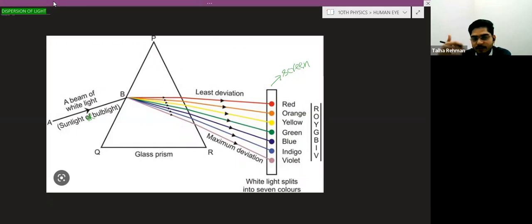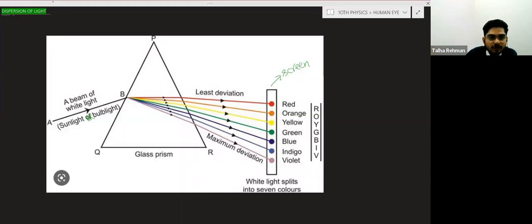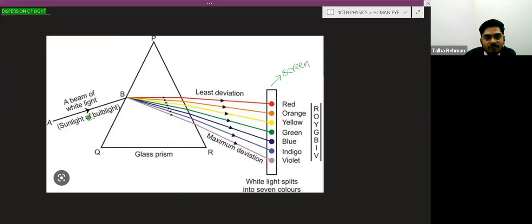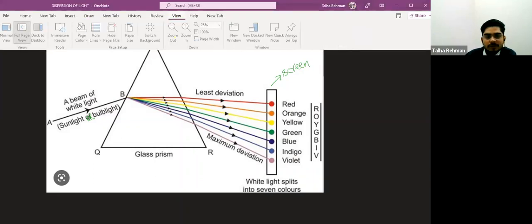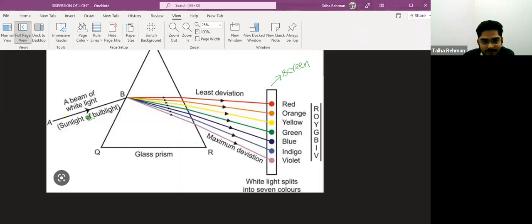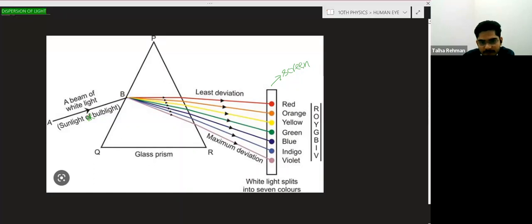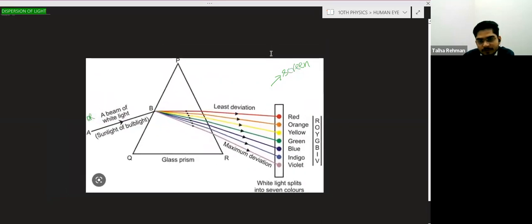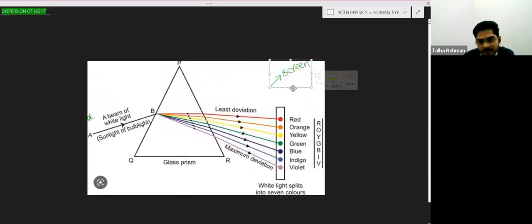Okay, so what is the dispersion of light? Splitting of light into the 7 colors when passing through a glass prism is known as the dispersion of light. So we will write here what is dispersion of light. A white light is passing through the prism. See the phenomenon, and this is the screen on which all the colors are there. A band will be formed on the screen.